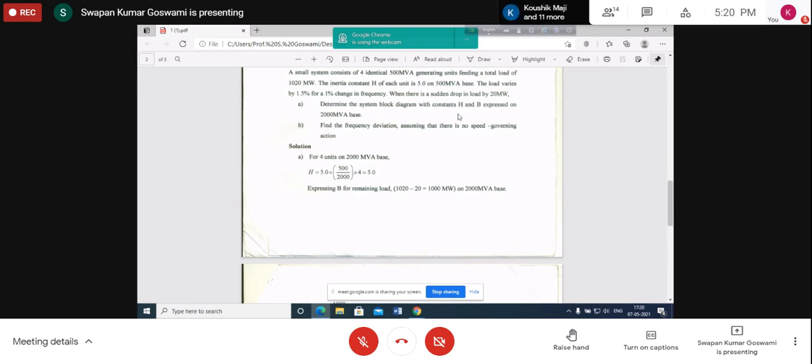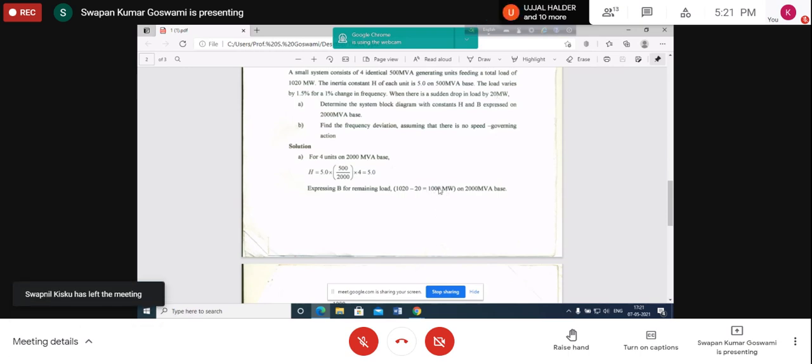Then B is given also. It is 1.5% for a change in frequency of 1%. Now, expressing B on the remaining load: 1000 megawatt, 2000 megawatt was the initial load. Now, there is a drop of load by 200 megawatts.